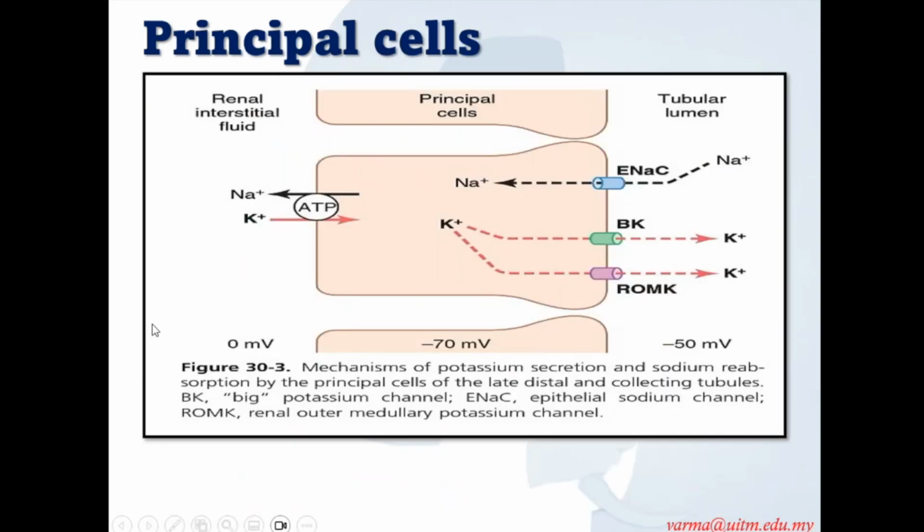So when you look at principal cells first, these are principal cells in the distal convoluted tubule and collecting tubule. We have a principal cell. This is your basolateral membrane. This is your apical membrane. This is your blood; it is being reabsorbed into the blood. This is your tubular lumen, which means whatever goes here will get excreted in the urine. This part is apical, and this is your basolateral membrane.